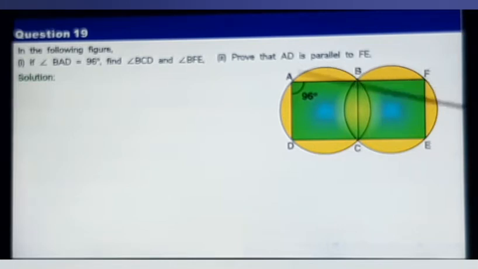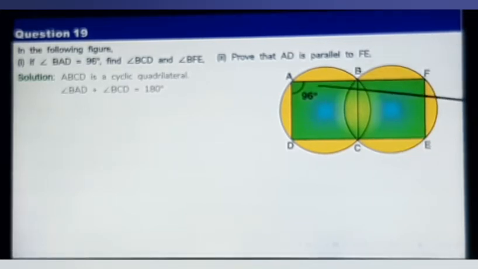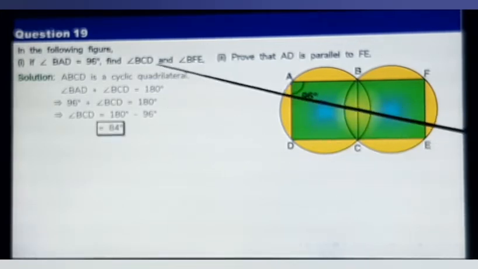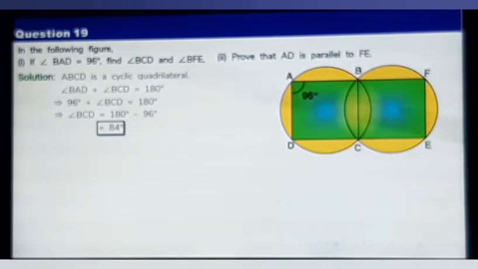Now let us see this first circle. In this first circle, we clearly see that A, B, C and D all lie on the circumference. So ABCD is a cyclic quadrilateral. In a cyclic quadrilateral, angle BAD plus angle BCD will be equal to 180 degrees. Now let us put the value of angle BAD, which is given to be 96 degrees. So from here BCD turns out to be 84 degrees.